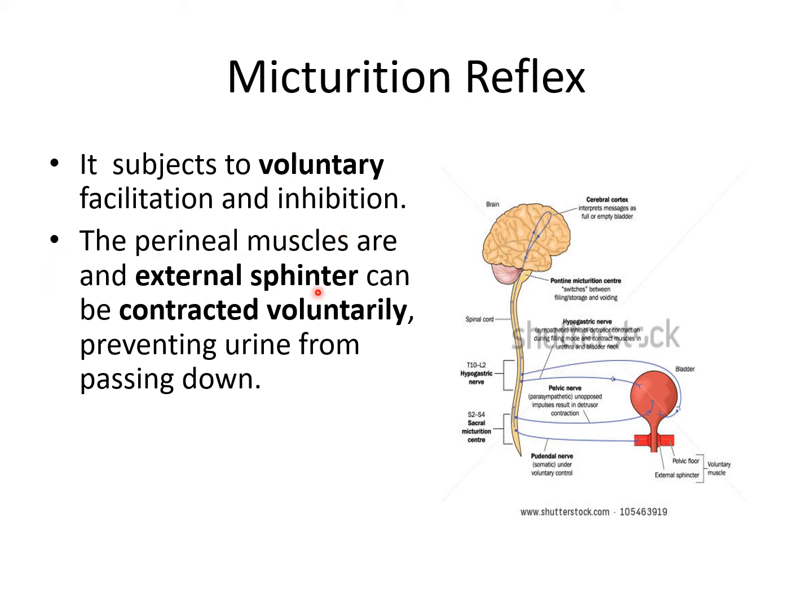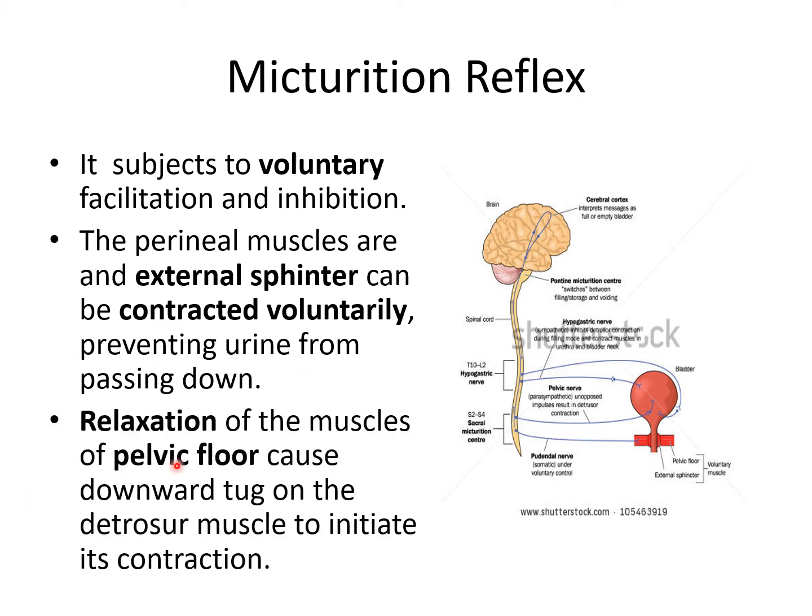Now, how does this voluntary facilitation and inhibition occur? It occurs by the perineal muscles and external sphincter. The external sphincter and perineal muscles, which are skeletal muscles, striated muscles supplied by somatic nerve, can be contracted voluntarily, preventing urine from passing down until the favorable circumstances to void are there. So it is facilitated by the somatic nervous system and by the cortex.